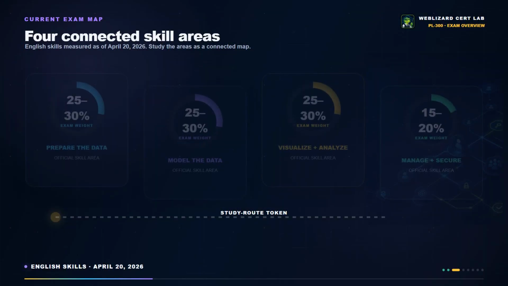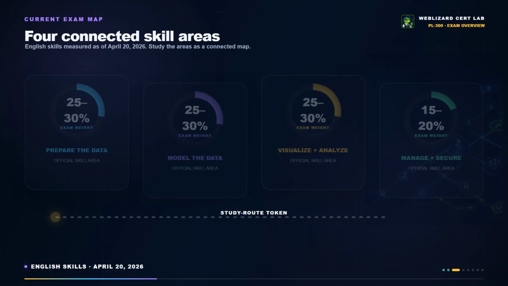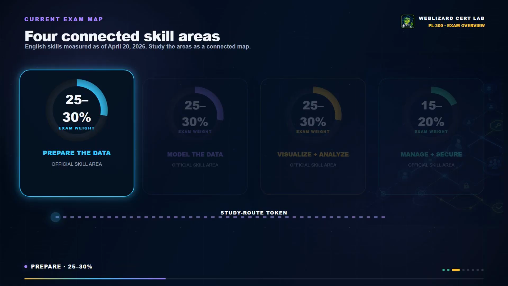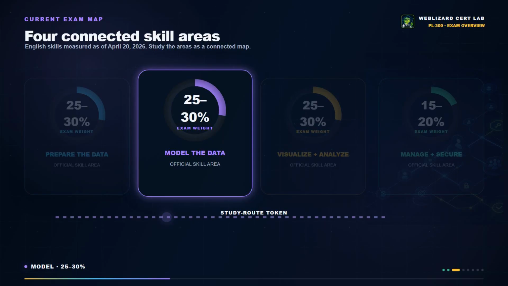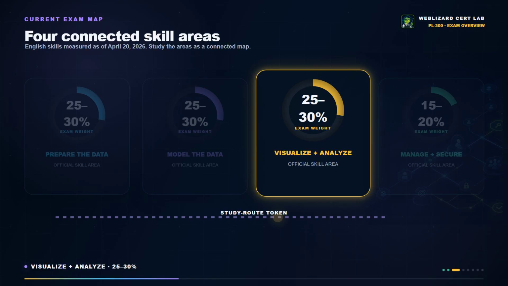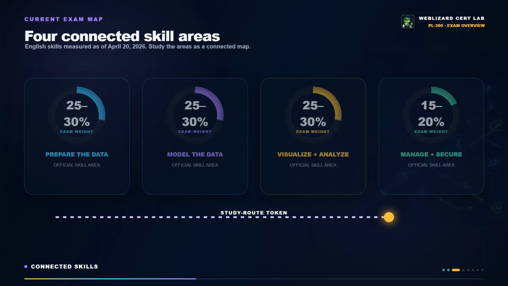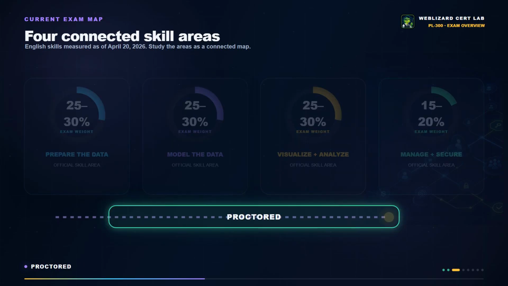For the English skills measured as of April 20th, 2026, Microsoft lists 4 connected skill areas. Prepare the data is 25 to 30%. Model the data is 25 to 30%. Visualize and analyze the data is 25 to 30%. Manage and secure Power BI is 15 to 20%. Study these as connected skills rather than isolated topic lists. Microsoft also says the assessment is proctored, allows 100 minutes, and may include interactive components.